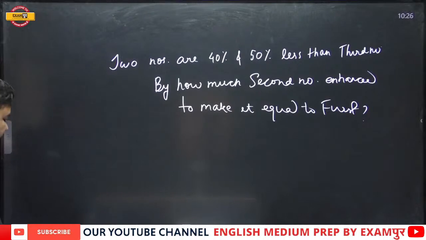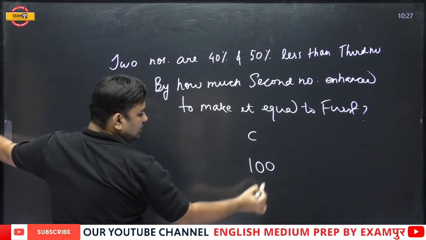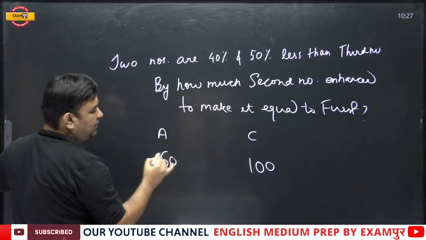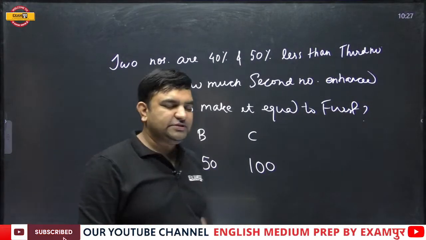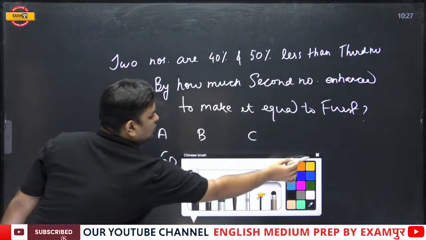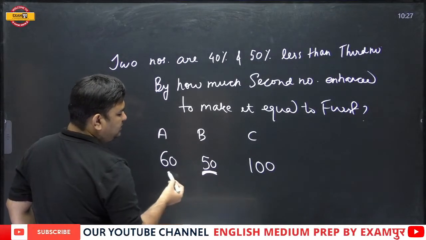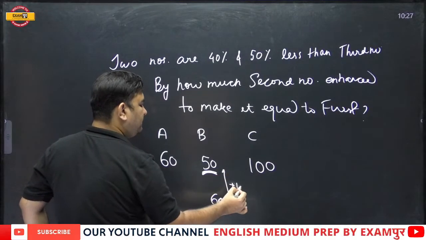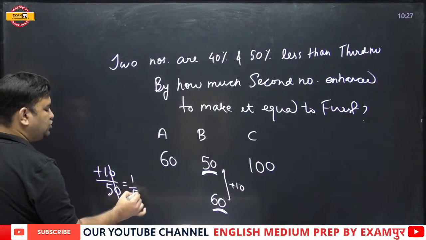Two numbers are 40% and 50% less than the third number. So assume the third number as 100. First would be 40% less, so 60. Second is 50% less, so 50. 50% less from 100 is 50 only. By how much should the second number be enhanced to make it equal to the first number? So the second number needs to be enhanced from 50 to 60. So there is an increment of 10 over its original value 50. 1 by 5 into 100, 20% increment.